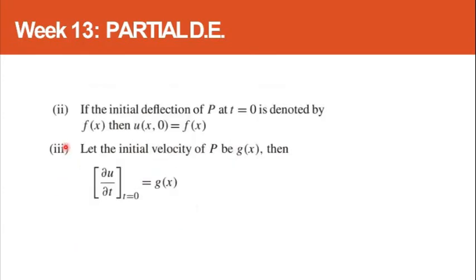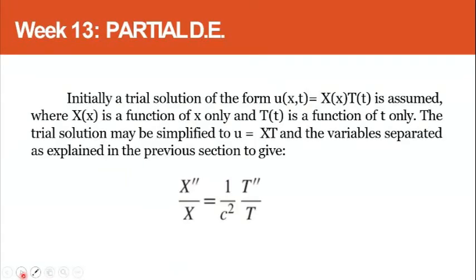Again, next is if the initial deflection at t equal to 0 is denoted by f of x, then u of x, 0 is equal to f of x. And also for the initial velocity, given by g of x, it is equivalent to the derivative of u over derivative of t at t equal to 0. Last time na-discuss na rin naman natin tong mismong equation na to for the wave equation, di ba?